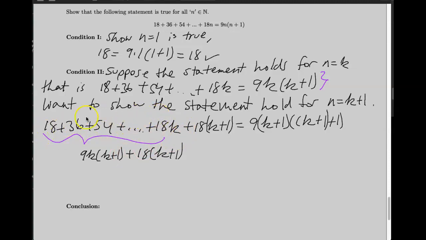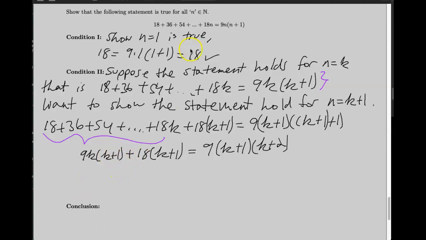So we have the induction hypothesis where we see the statement that we're assuming to be true. So we know that it's equal to 9k times k plus 1. Bring down that k plus 1th term, and then it's supposed to equal 9 times k plus 1 times k plus 2.